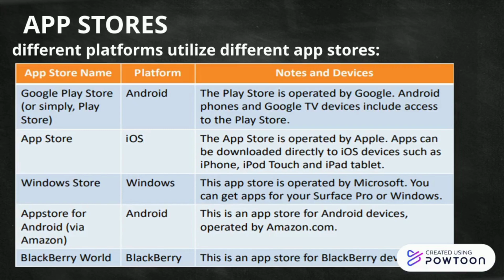Windows Store, Windows. This App Store is operated by Microsoft. You can get apps for your Surface Pro or Windows. App Store for Android, via Amazon. Android. This is an app store for Android devices, operated by Amazon.com. BlackBerry World, BlackBerry. This is an app store for BlackBerry devices.